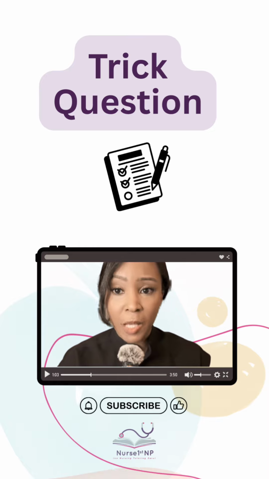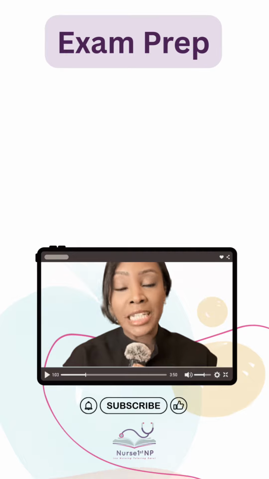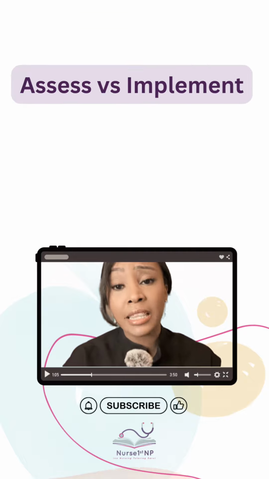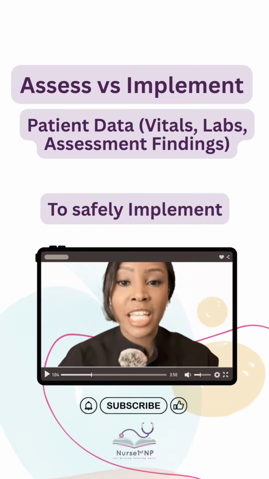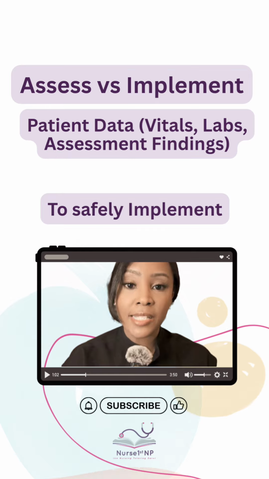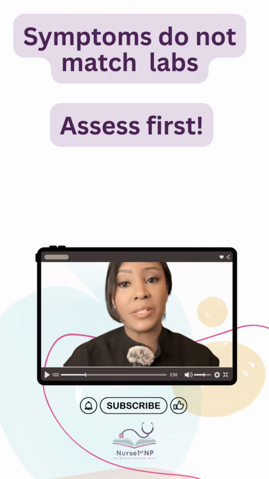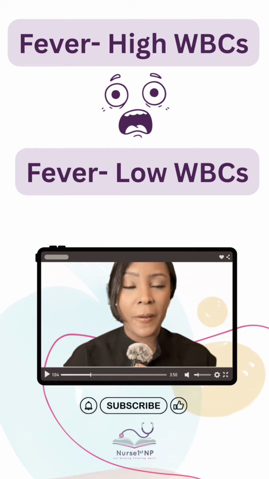So, on exams, you should first ask yourself, do I need to assess first or do I need to implement first? And this will be based off if you have enough data about your patient in the test question to safely implement. Whenever the symptoms do not match the labs, you assess first. In this situation, you would assess first because when a person has a fever, they normally have high white blood cells. So when it's a fever and they have low white blood cells, something deeper is going on.